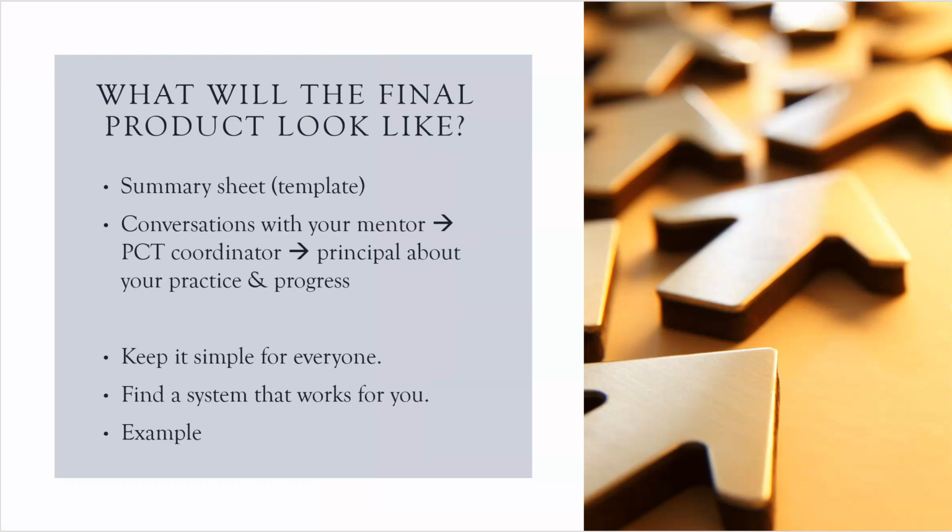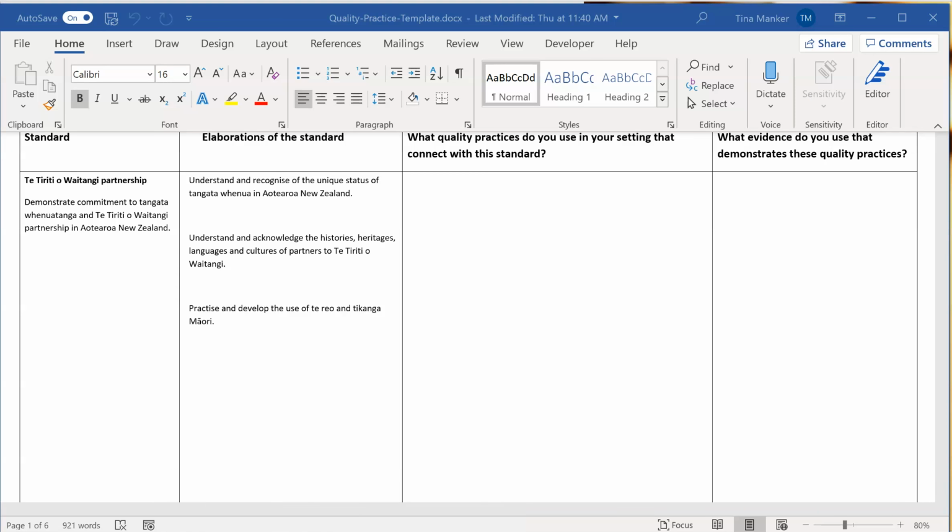So if we start at the back a little bit, let's think about what the final product will actually look like. In your final conversation at the end of your 2 years, you will have a conversation with your mentor first. Then you will have a conversation with your PCT coordinator, and then lastly you will talk to your principal about your practice and your progress. And for all of that, there will be a summary sheet that the Teaching Council has put out. So I'll just give you an example of what that looks like.